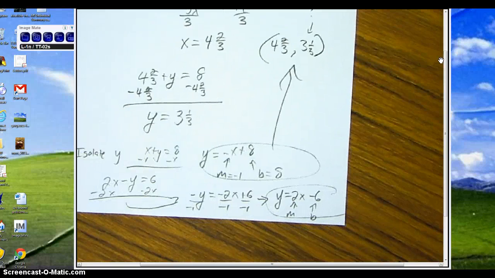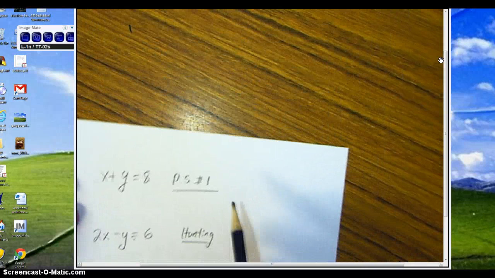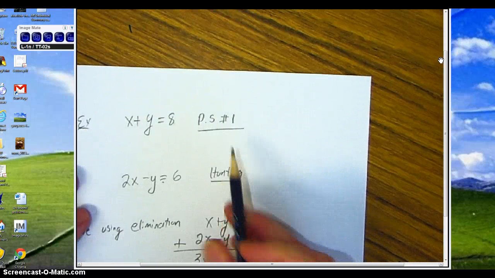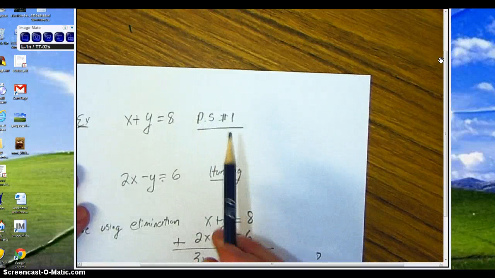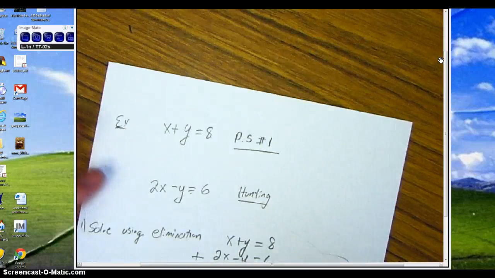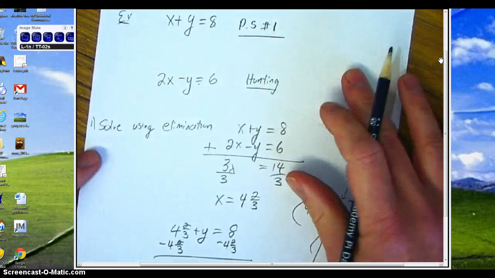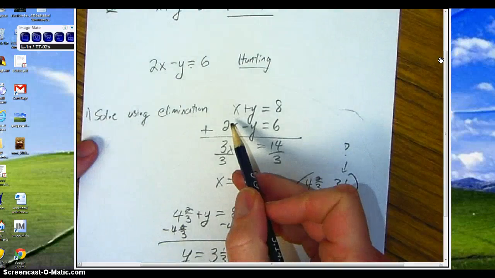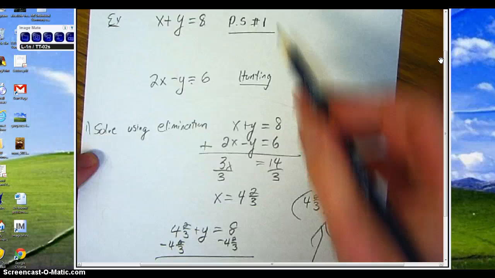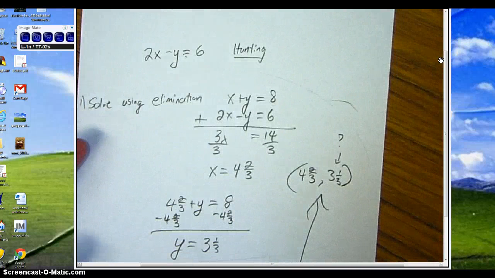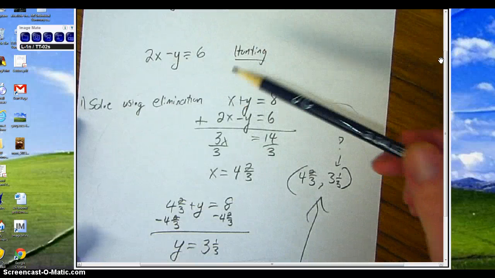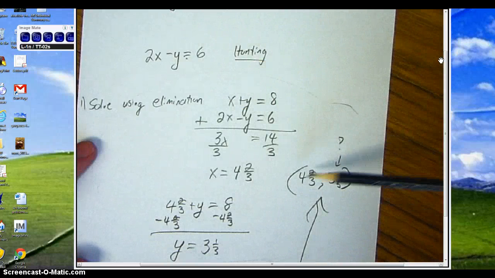Now, I only did one hunting ship and one pirate ship. You're going to do one hunting ship and each pirate ship. You're going to do this same procedure that we just did right here for each pirate ship. So you're actually going to have to solve one for pirate ship 1, and you're going to have to do it again for pirate ship 2 and again for pirate ship 3. And then your hunting ship will intersect each pirate ship at the ordered pair that you find.